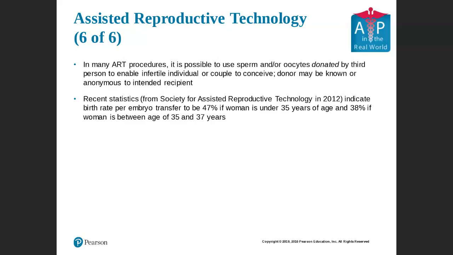In many of these assisted reproductive technology procedures, it is possible to use sperm or oocytes donated by third parties to enable the infertile individual or couple to conceive, where the donor may be either known or anonymous to the intended recipient. Recent statistics from the Society for Assisted Reproductive Technology in 2012 indicate the birth rate per embryo transfer to be about 47% if women are under 35 years of age, and 38% if women are between ages 35 and 37. So the younger you are, the more chances of having positive results with ART.